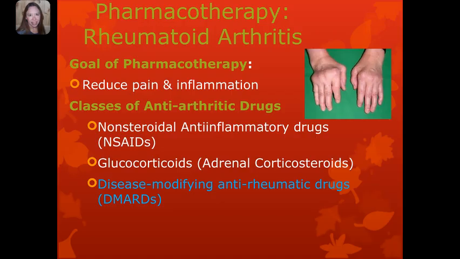The DMARDs, typically, that's going to be our first line of treatment. That used to be our second line of treatment, but what they're finding is the DMARDs will help with preventing the disease progression. So we really want to start doing that as early as possible.